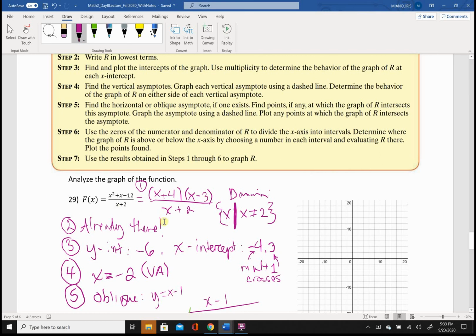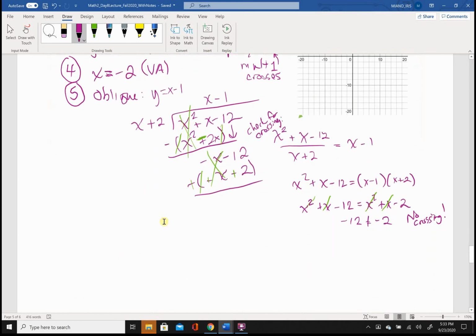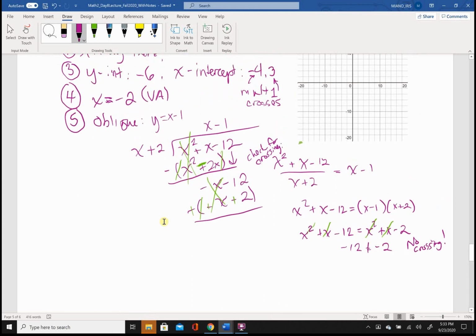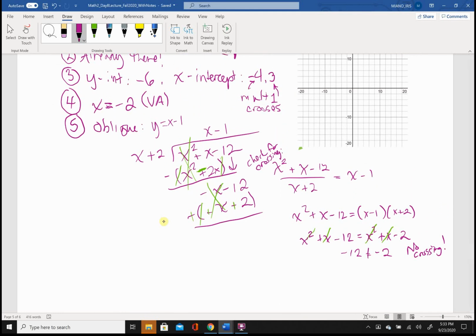So it's a simple number line diagram that we're going to come up with here, and here's what ours will look like. What are the zeros of your numerator? That'll be at negative 4 and 3. Negative 4, here's 3, and then the zero of the denominator will be at negative 2. So negative 2 is somewhere over here.